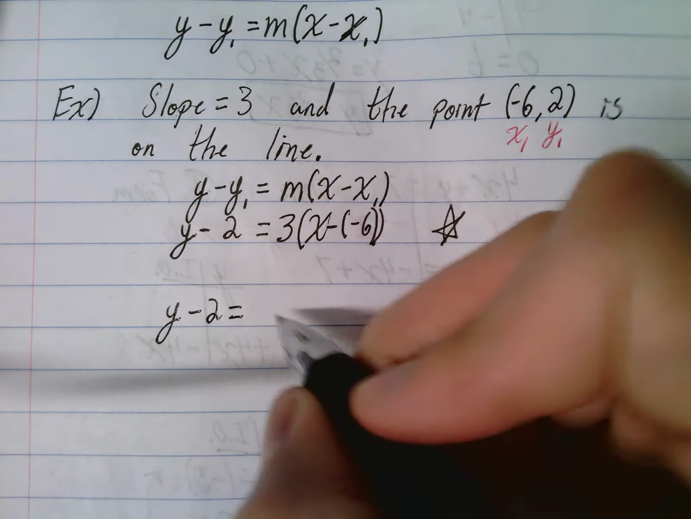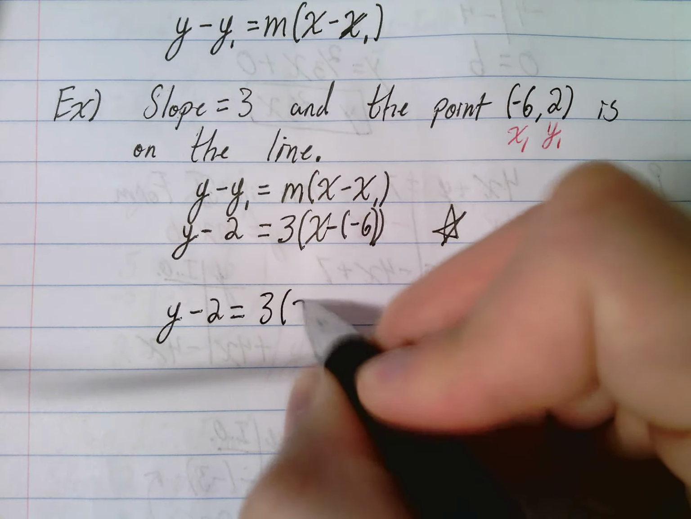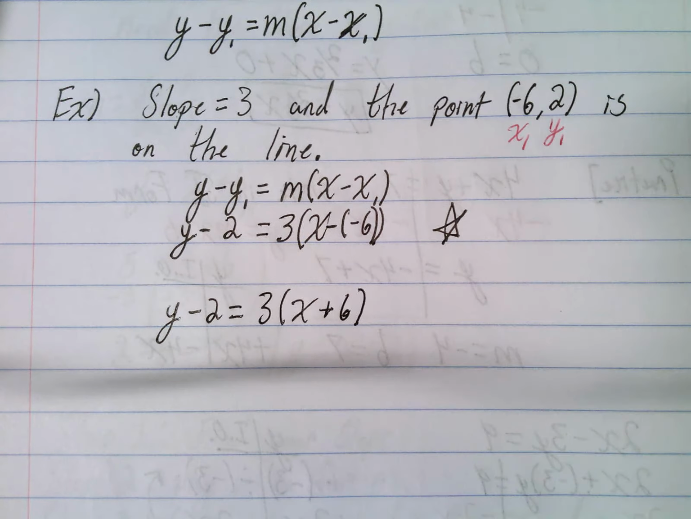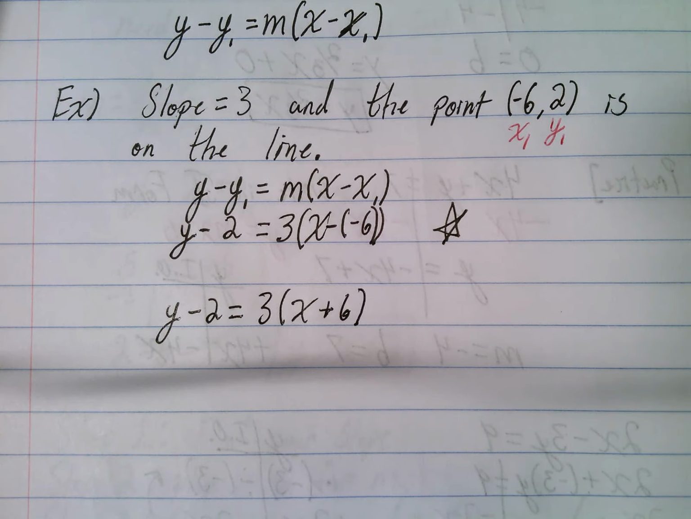You do the parentheses first, so let's simplify it a little bit here. Minus and negative is the same thing as adding. Can I add x and 6? No, so how do I get rid of those parentheses?